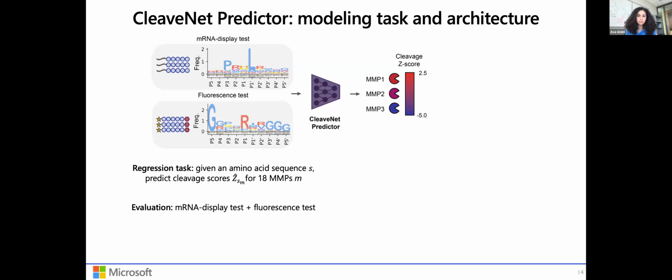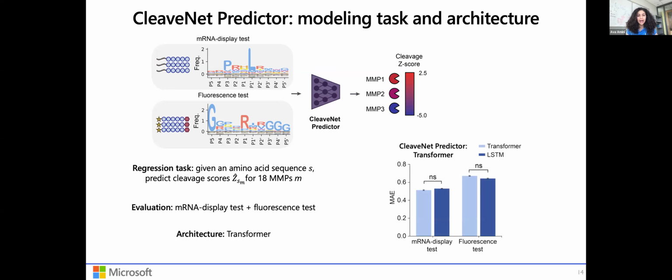And we did a pretty thorough hyperparameter optimization over the predictor model, and also looked at both a LSTM recurrent-based architecture as well as a small transformer-based architecture. And ultimately, we went forward with a very small transformer, only about 60,000 parameters.